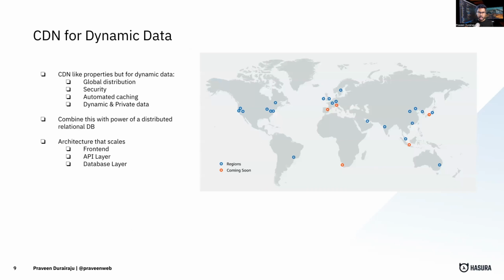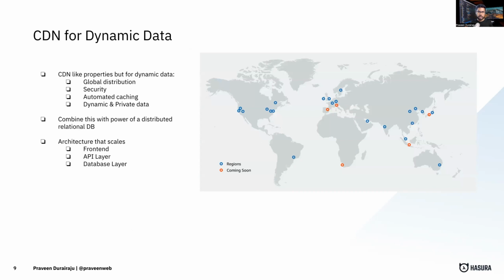So now looking at all of this, this all sounds like a CDN, but for a dynamic data use case. For example, like an e-commerce app, you have prices which are changing for products.